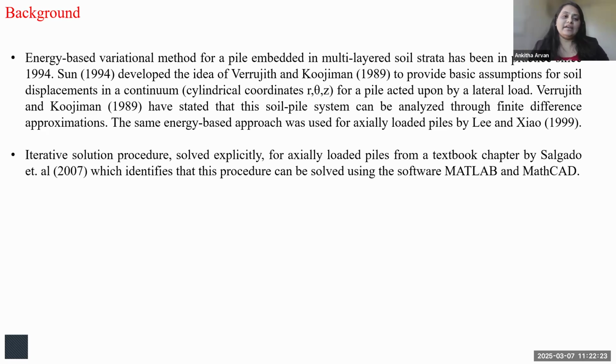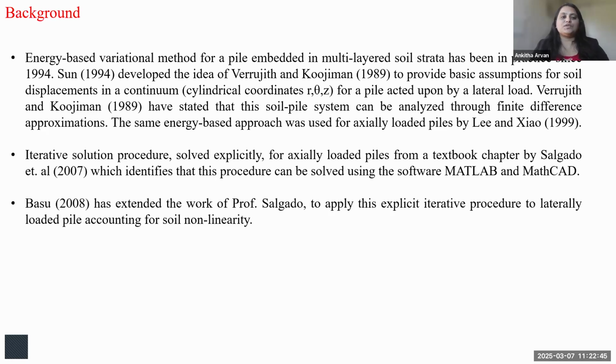After that, I came across the iterative solution procedures. They were solved explicitly for axially loaded piles in a textbook chapter by Salgado et al., 2007. It identified the procedure to formulate these equations and solve them explicitly using MATLAB. Then I also came across Professor Basu's work, who extended this to laterally loaded piles, and he also accounted for soil nonlinearity. So basically, all this background is for the potential energy equations using finite difference approximations and how we could solve them with explicit methods.